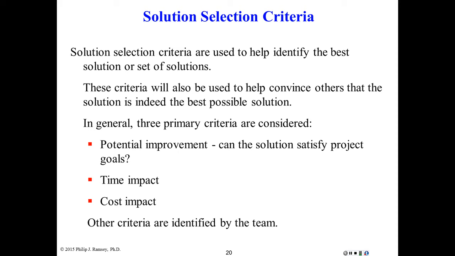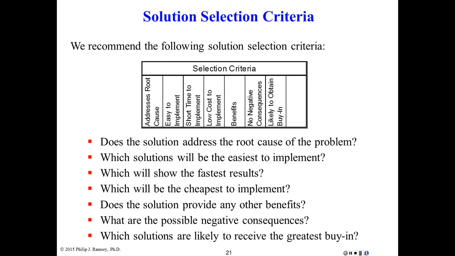If you look at the solution criteria, I will not go through all of these slides. These are things that you should consider. Potential improvement: will the solution allow you to meet your goals for the project? What is the time impact? How long will it take to implement? And the cost impact. Basically, we're interested in what it's going to take and cost to implement the solution versus what the payback is if we implement it. Obviously, if it took a lot of resources to implement and there was only marginal improvement, you might consider not proceeding with that particular solution.